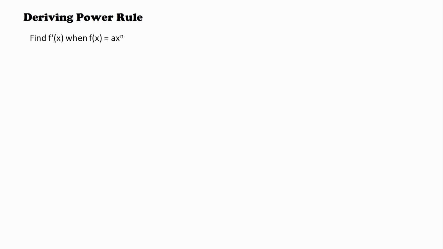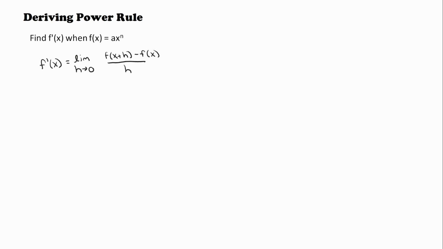Now, in order to find f prime of x, we know f prime of x is equal to the limit of h approaching 0 of f of x plus h minus f of x, divided by h. And this was discussed in the previous video and how to use this within examples.